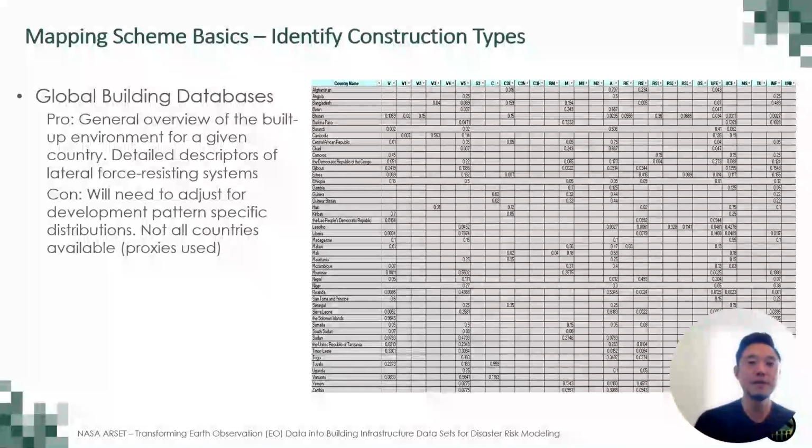When we look a little bit broader, we can use the global building exposure databases, such as this one from PAGER. Essentially they give a pretty detailed description of the structural type distribution for all countries in the world. There's a downside too: it's limited to essentially rural and urban, and not all countries are country specific, meaning that if they don't have enough data for one country, they'll use a proxy from a neighboring country. So we have to be aware in using this type of data.